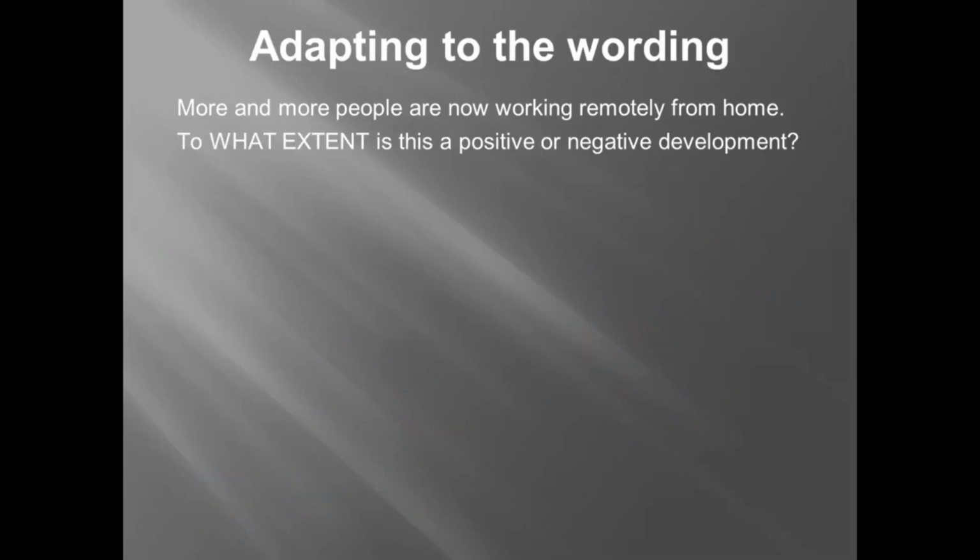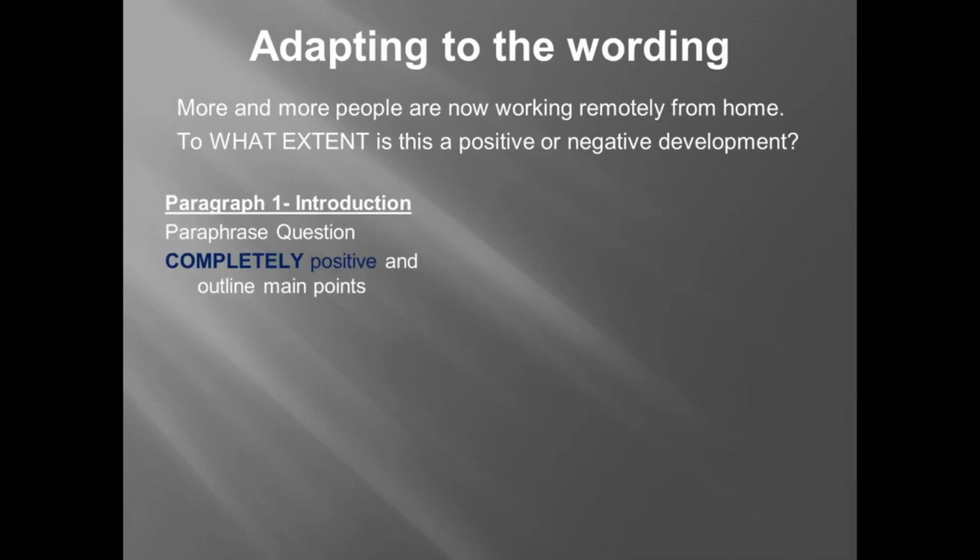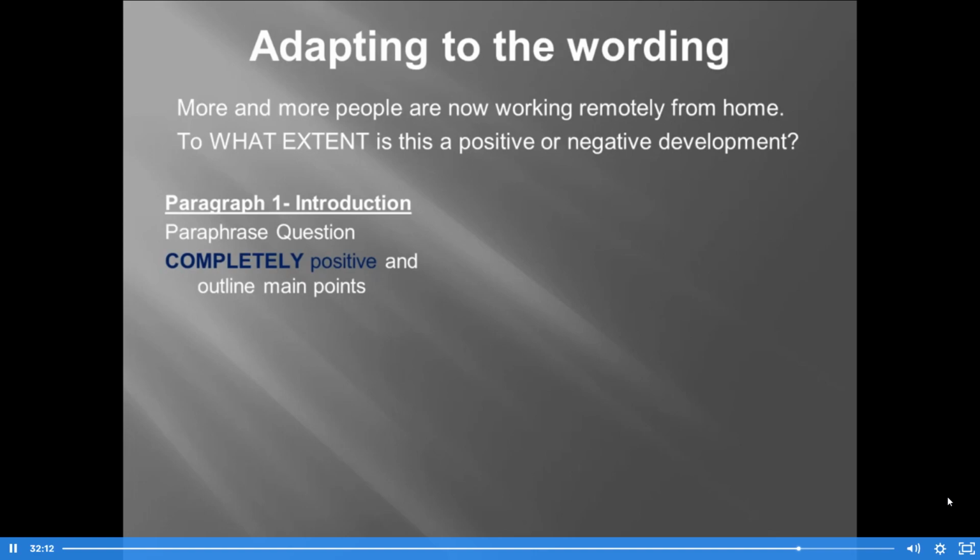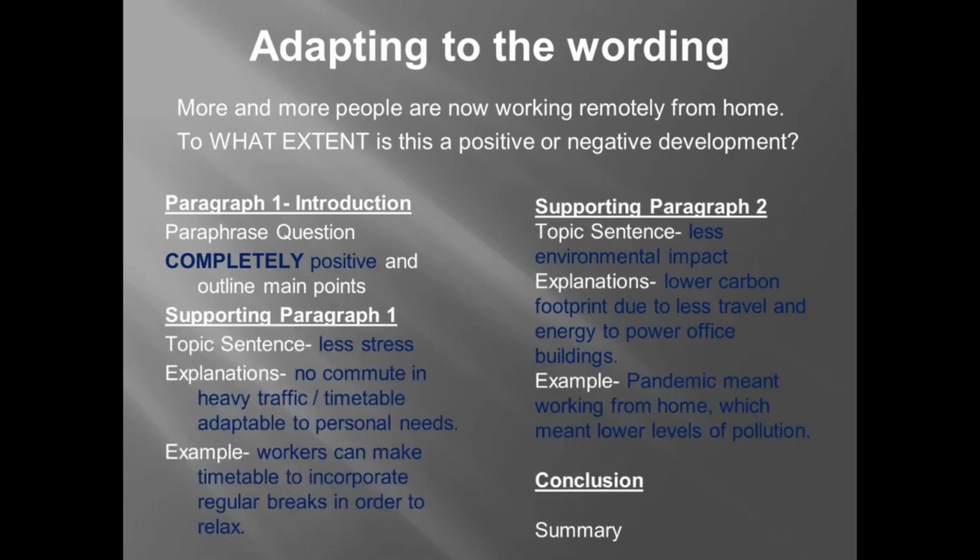However, what do you do if it says the word extent in the question? You treat it in the same way you would treat the word extent in any opinion question. So in this case, if we change the wording to "More and more people are now working remotely from home, to what extent is this a positive or negative development?" you simply answer by using a word like completely or totally in your introduction. This means you would write something like, "This essay thinks this is a completely positive development because it means workers feel less stressed when they work from home and there is less impact on the environment."